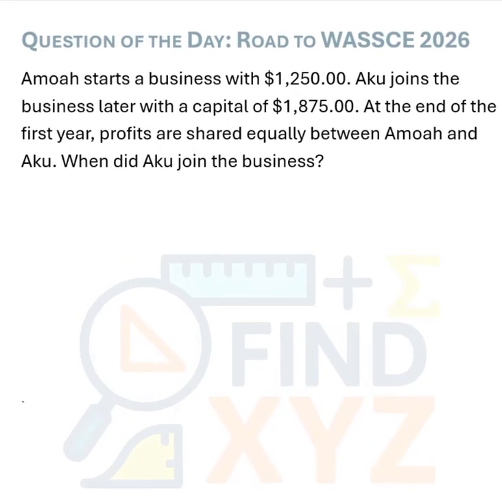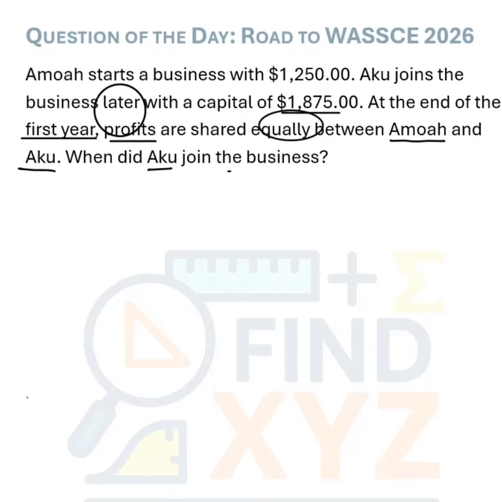We have been told Amoah starts a business with a capital of $1,250 and Aku joins in the business later. This word is very important. With a capital of $1,875. At the end of the first year, another important component, their profits were shared equally between Amoah and Aku. What is the objective? We are tasked to find when Aku joined the business.